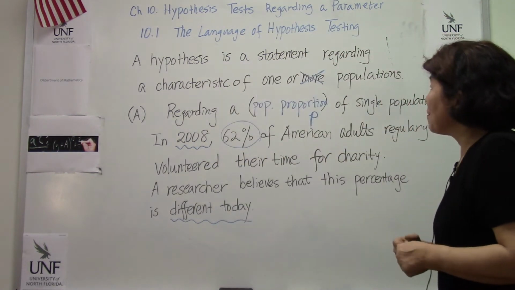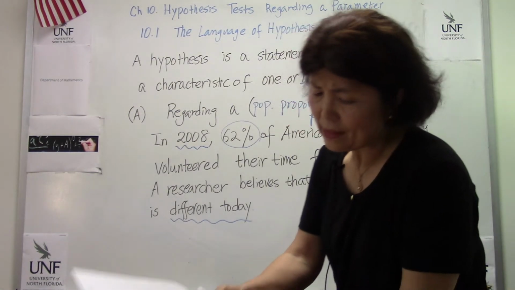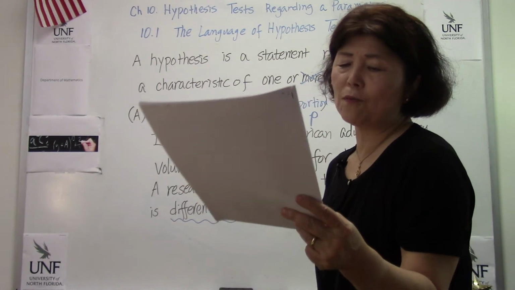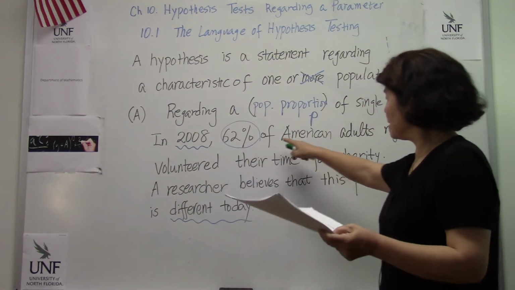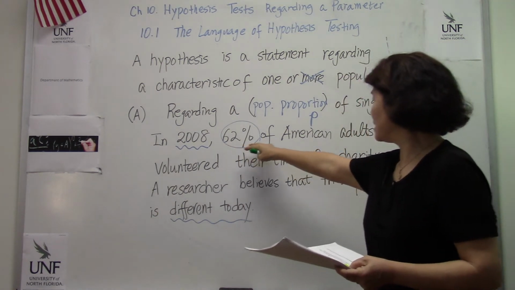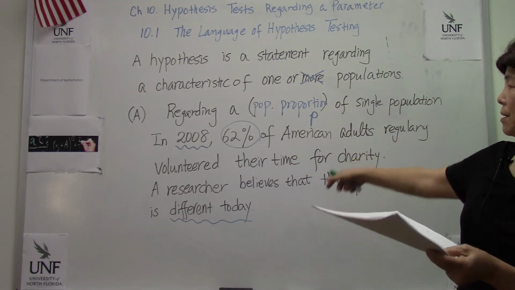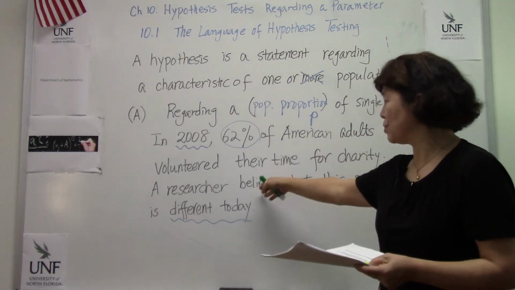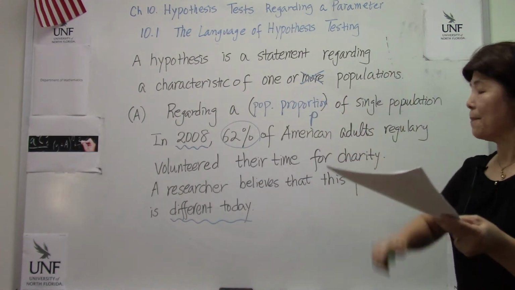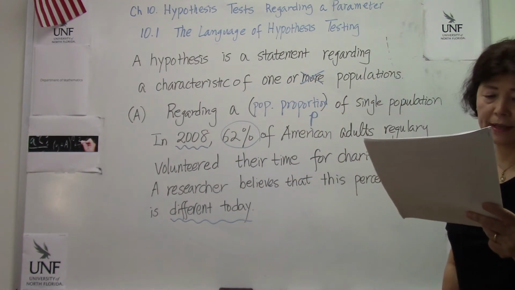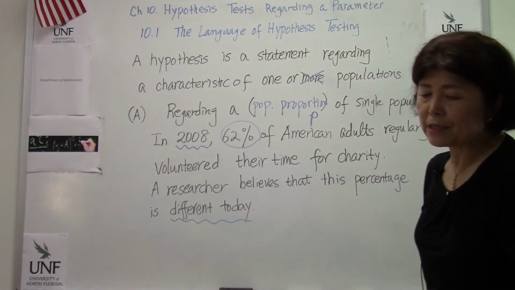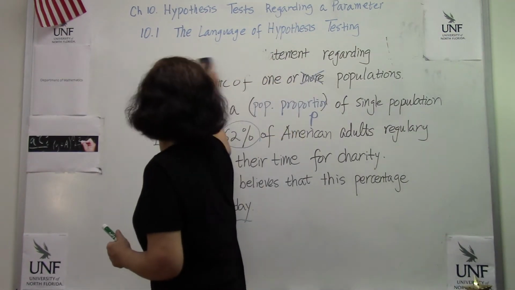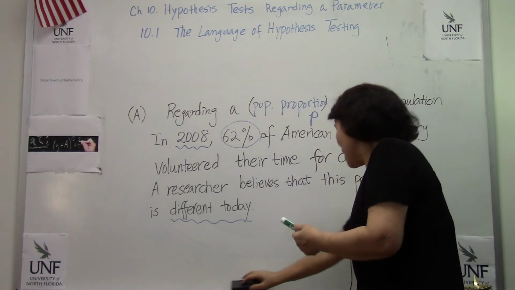So when you do this hypothesis testing, the first step is to make a statement regarding the nature of a population. This one was: in 2008, 62% of American adults regularly volunteered. Then collect evidence. This is what we can imagine: the researcher would go out, take a sample, and gather some evidence. So here come two types of hypothesis. The first one is called the null hypothesis.